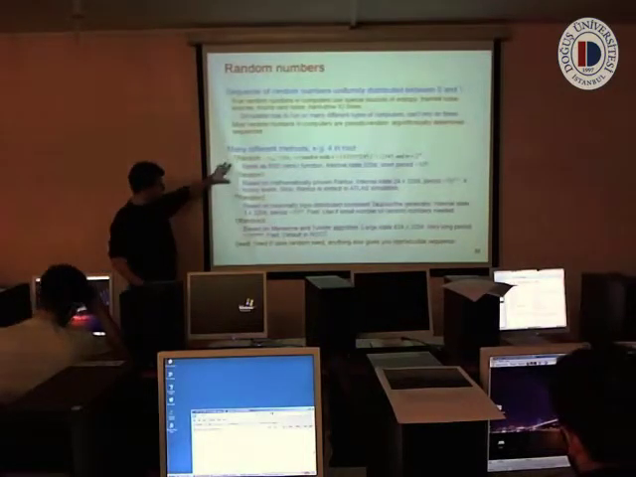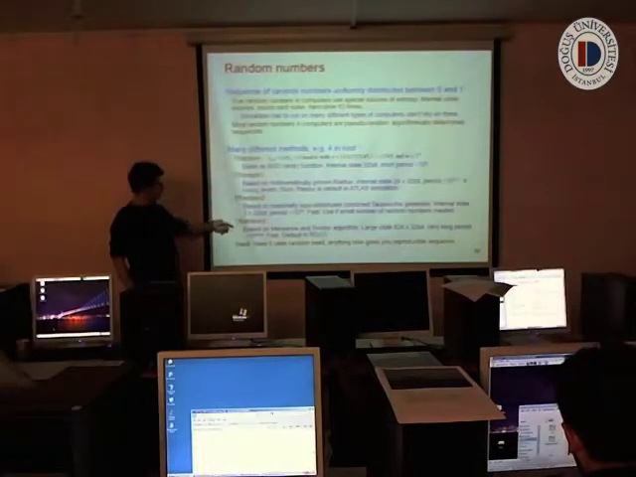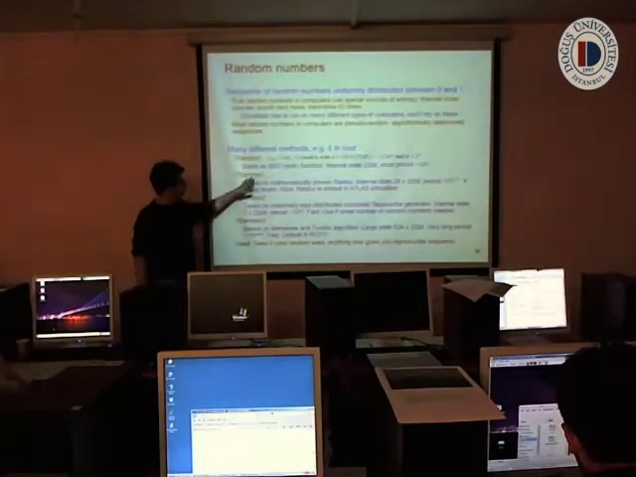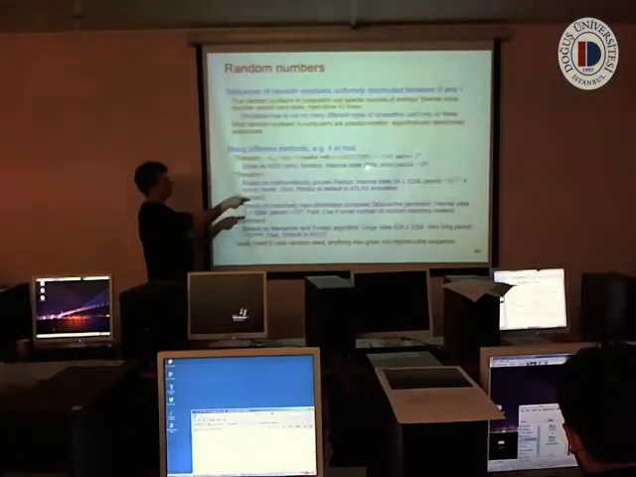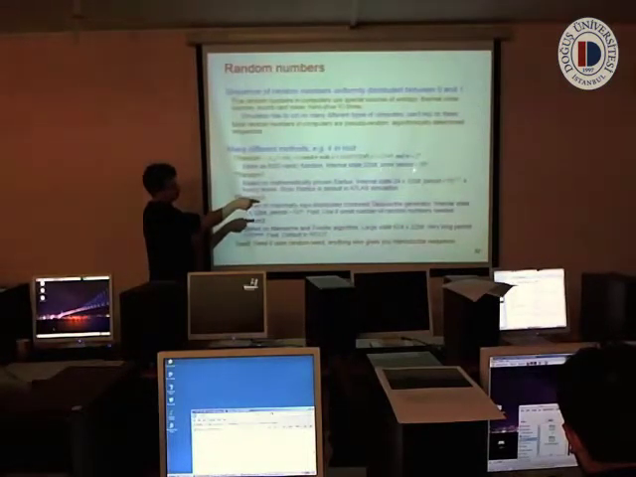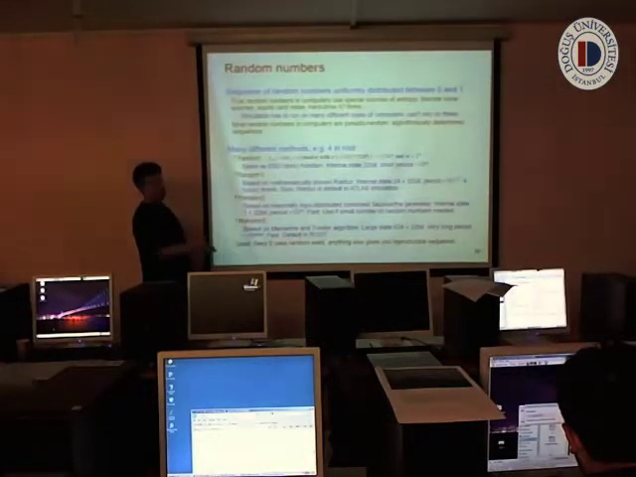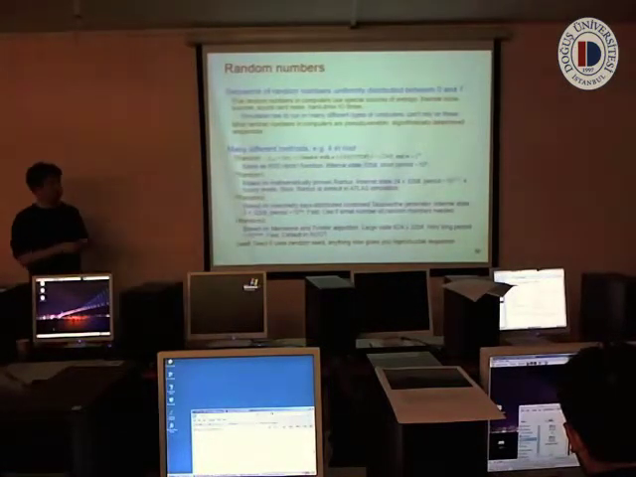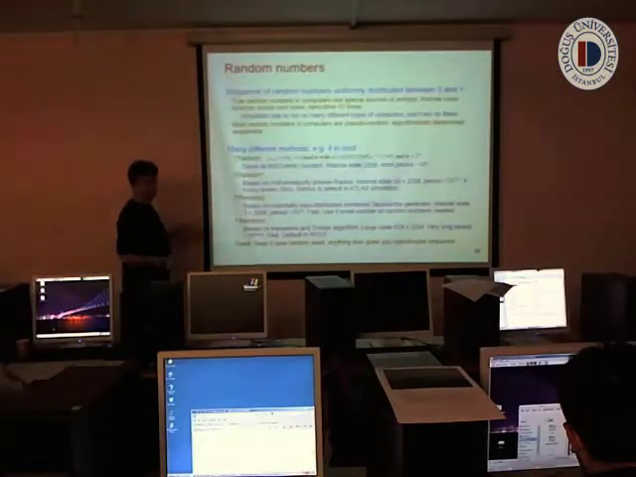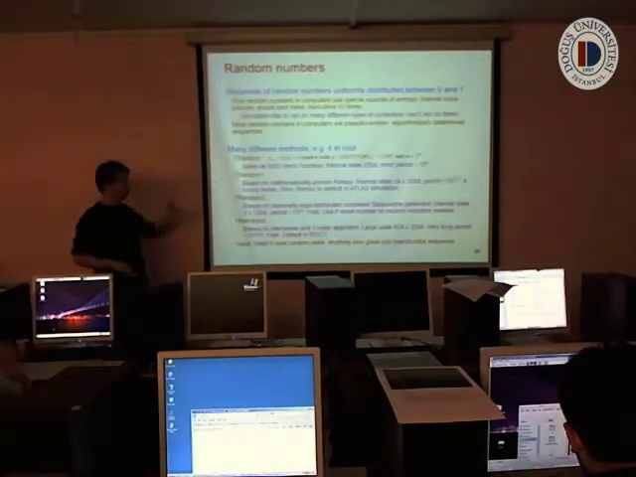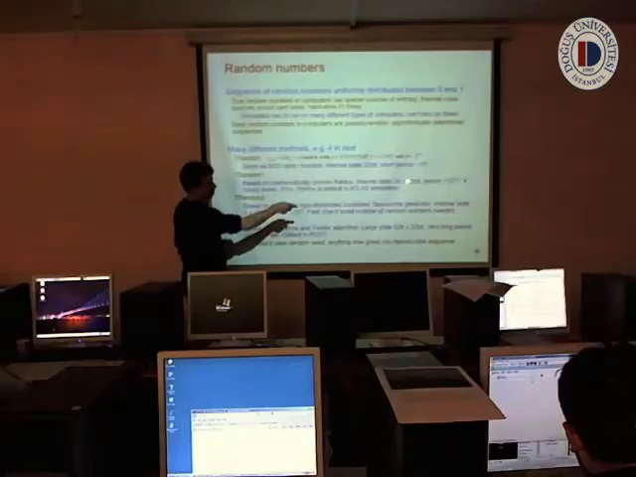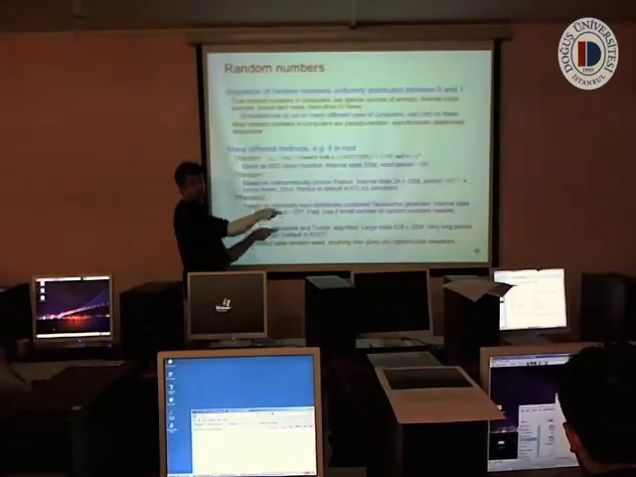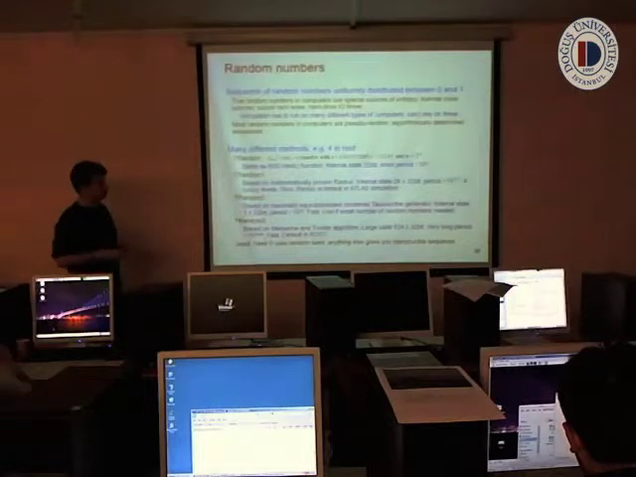In ROOT, you have 4 different ones: TRandom, 1, 2, and 3. TRandom is a very simple one based on the BSD rand function. It has only one internal state of 32 bits and a short period of 10 to the 9, then you're back at the beginning. So this is not that useful, maybe for short tests. TRandom1 is based on RANLUX, has a lot of internal state, and therefore a very long period until you're back to where you started.